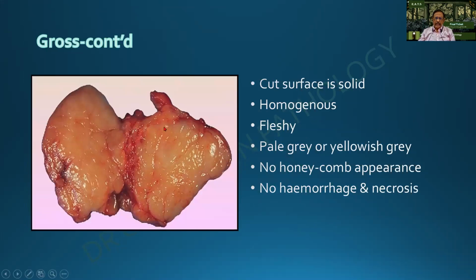This is a cut surface. Earlier we have seen the external surface, now the cut surface. It is solid, homogeneous. Homogeneous means it is uniform throughout, fleshy. It is soft and fleshy. We can appreciate it from the picture itself. Pale gray or yellowish gray. There is no honeycomb appearance that is present. Honeycomb is a classical picture because of the colloid cell follicles in a thyroid, but that is not seen here. There are no areas of hemorrhage or necrosis. So please remember this. This can be kept as a specimen for us in the examination. Even otherwise, we will have to write the description.